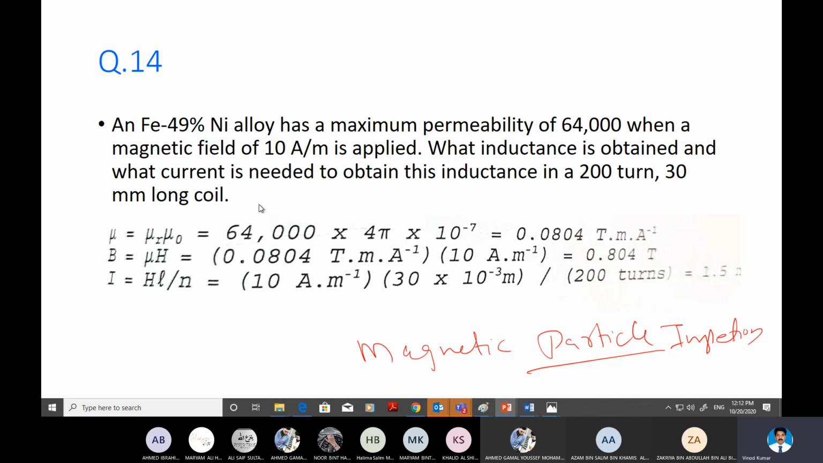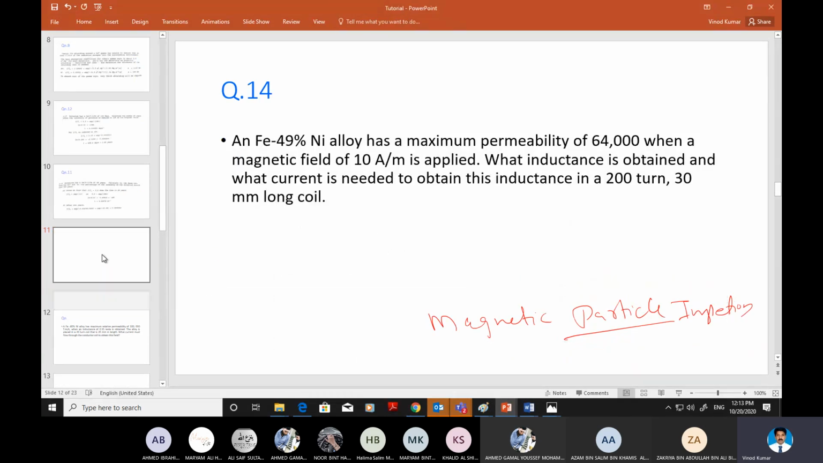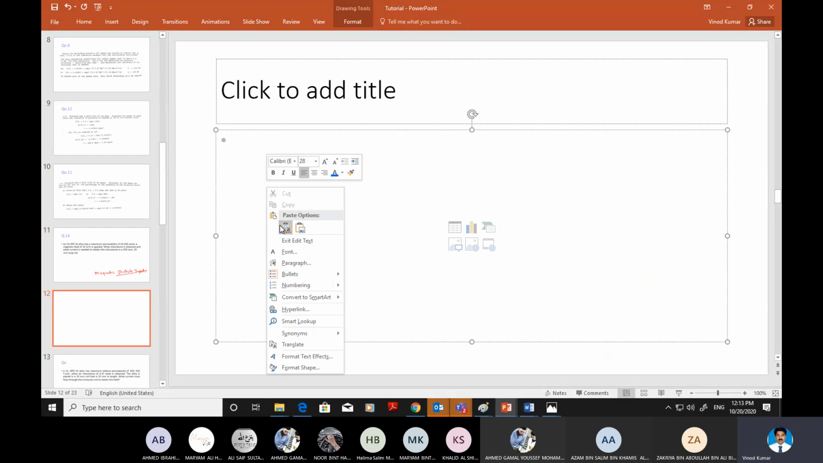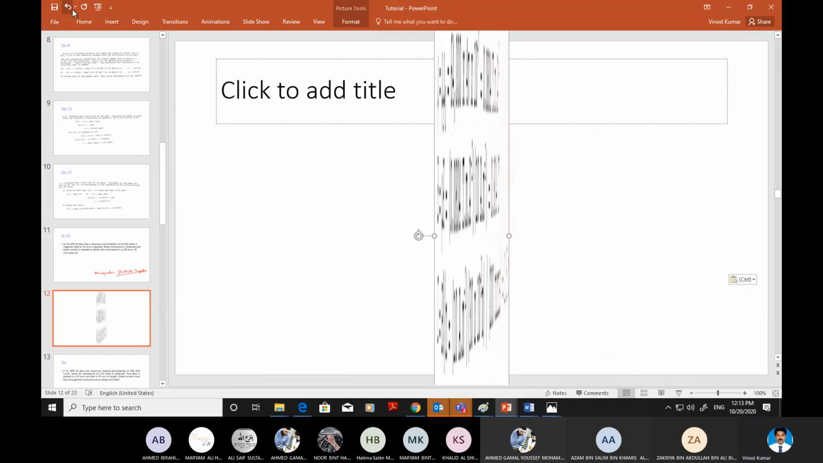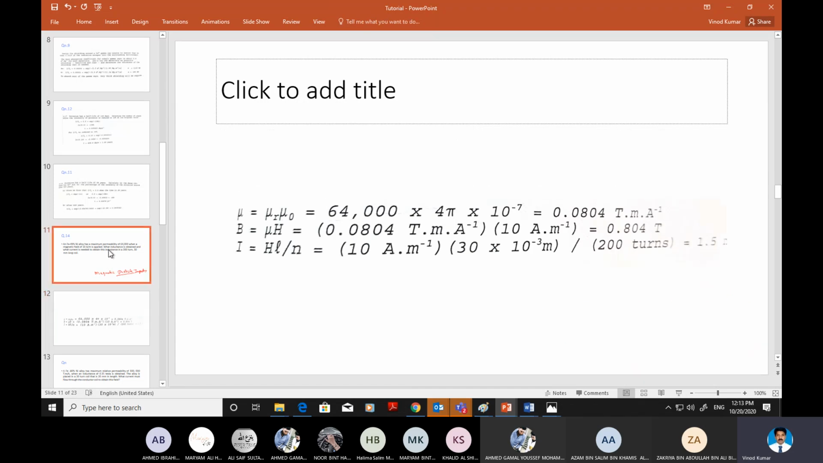So here, what are the values given in this question? The permeability is given. We have to find the permeability of the medium. So what I will do, I will cut, and the question has, just a minute, please.